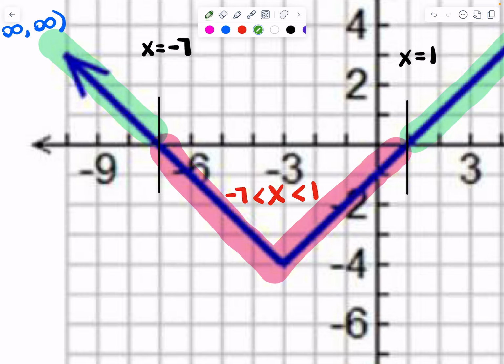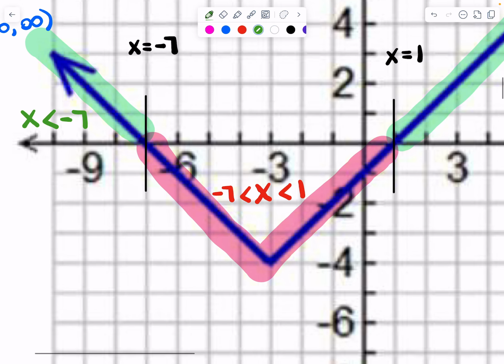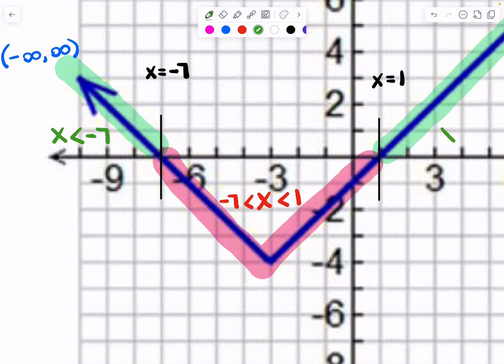Okay. All right, now these x values over here are smaller than -7. And these x values over here are greater than 1. Okay. Now, I've got to try to highlight that so you can see what I'm talking about. X is less than -7. Here, x is -7. Here, x is between -7 and 1. Then we have x is 1.